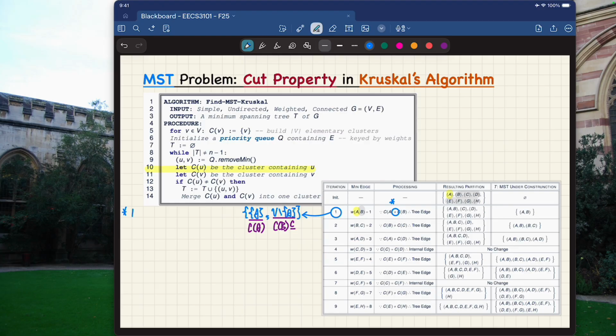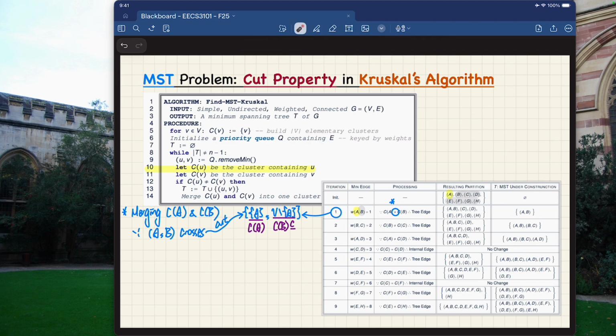So in the first iteration, we are going to merge C of A and C of B, because now we are trying to merge the 2 clusters A and B. And then we got this. We can merge that because AB crosses the cut. Okay, so hopefully you can see that. We are really saying that.